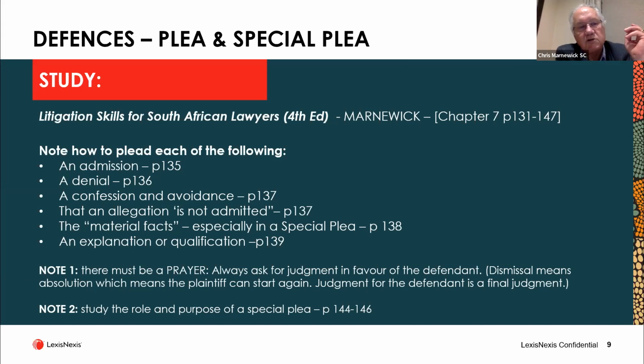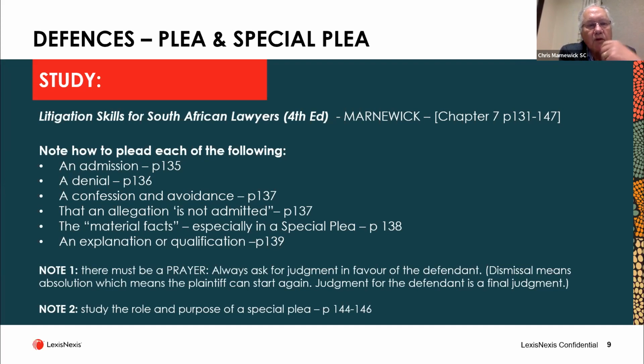The High Court rules allow the pleader to say that an allegation is not admitted. This happens where the defendant doesn't know whether an allegation is true or not. In such a case, the defendant cannot say, I deny those allegations, because that in itself is a positive averment which says what the plaintiff is saying here is untrue. If you plead that the defendant does not admit the allegations in paragraph 10 of the particulars of claim, that means that the plaintiff still has to prove that allegation, but that the defendant has no counterproof.